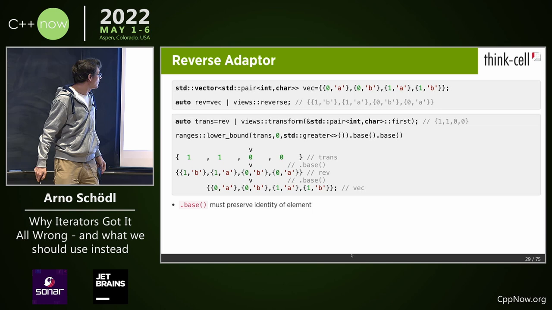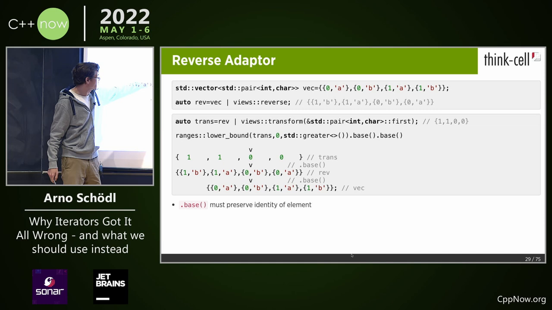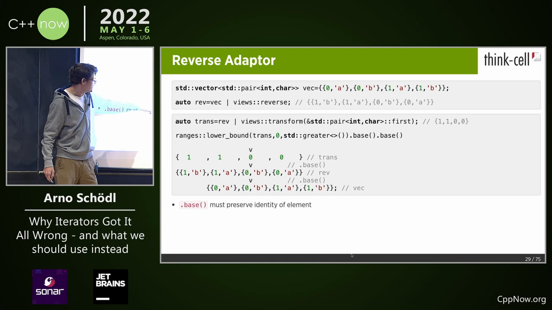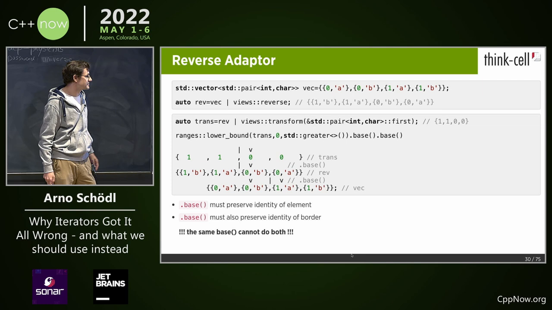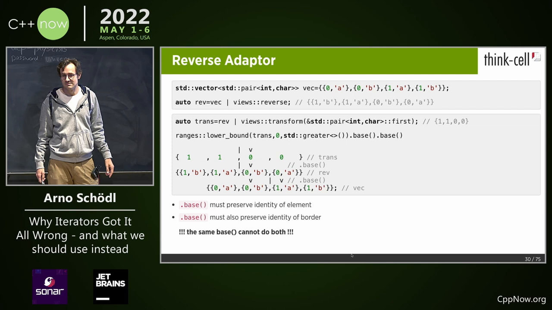Now we're looking for zero. It's this one. It's this one. Now which one should it be here? That one. Right? And so base has to preserve the identity of the element and also to preserve the identity of the border. And in case of reverse, it cannot do both. So this is a strange function.